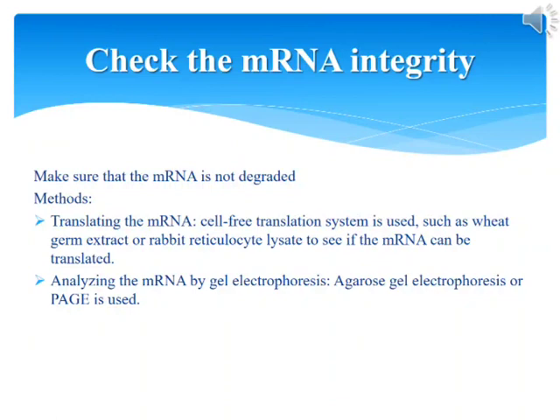The next step is to check the integrity of the isolated mRNA. This step is done to make sure that the mRNA is not degraded. Now, there are mainly 2 methods which can be used. First is translating the mRNA, where a cell-free translation system such as wheat germ extract or rabbit reticulocyte lysate is used to see if the mRNA can be translated. Or analyzing the mRNA by using agarose gel electrophoresis or polyacrylamide gel electrophoresis, which is done to understand whether the mRNA is intact or not.